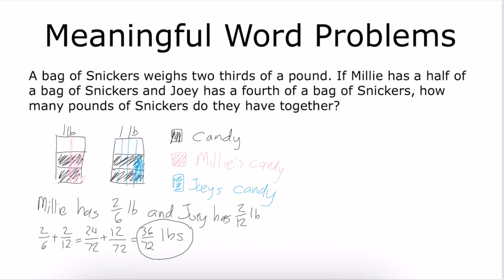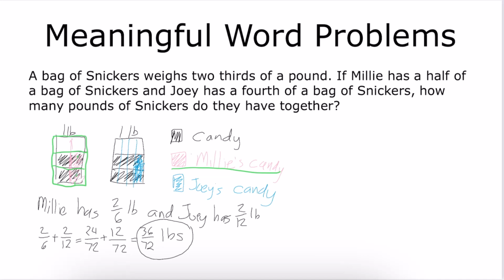Okay, so when I look at this student work, in this first piece right here, it looks like they drew a rectangle for 1 pound, and then they showed what 2/3 of a pound would look like with this black shading. So basically that black shading is a bag of Snickers. And then it says that Millie has half of a bag of Snickers, and that's what they shaded in pink. You can see they color-coded that by saying that the pink part was Millie's candy.